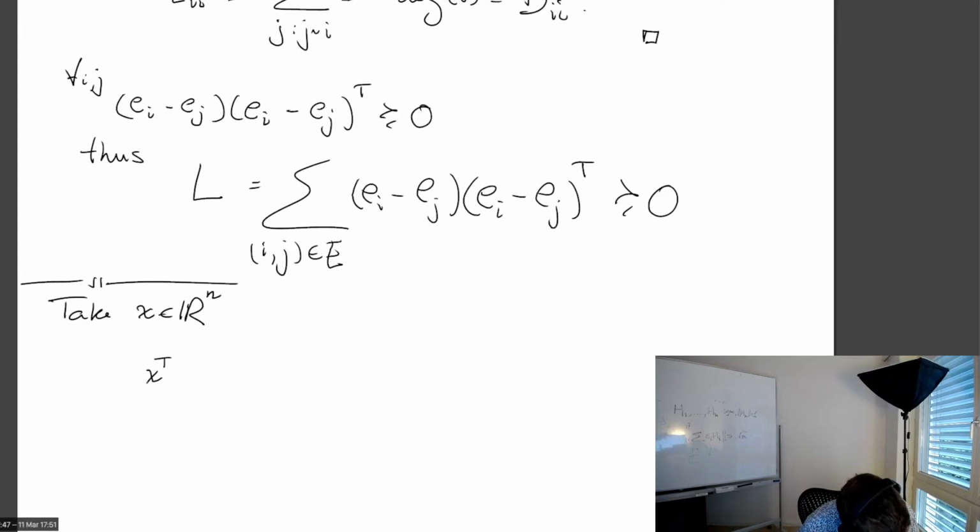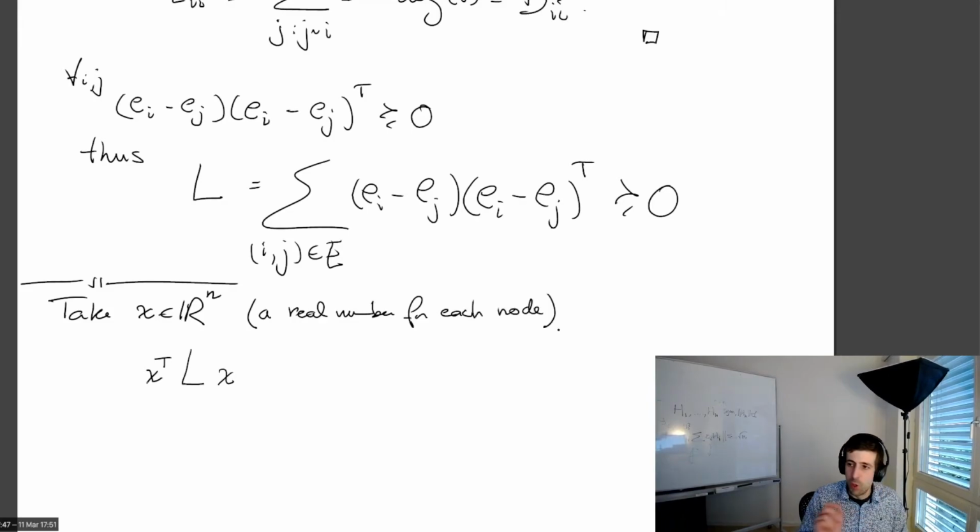Now let's take x transpose L x. So what is x in R^n? Effectively what we're taking is a value, a real number, for each node. For node k we're taking x_k. And now let's look at what this quadratic form is.